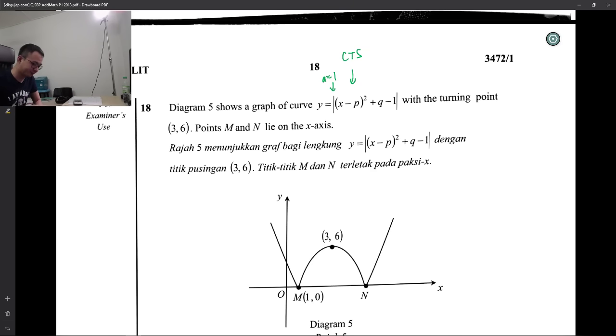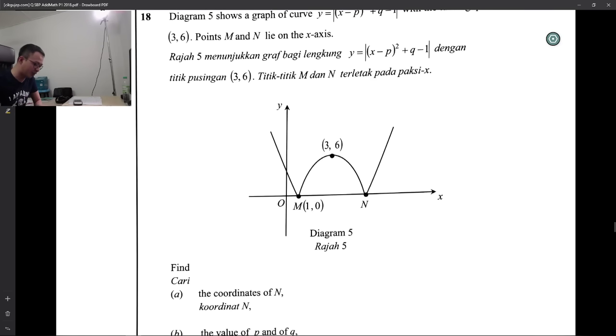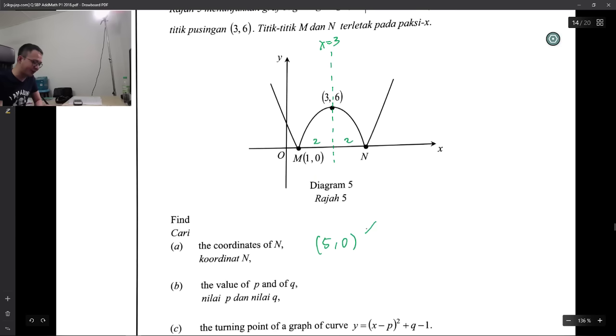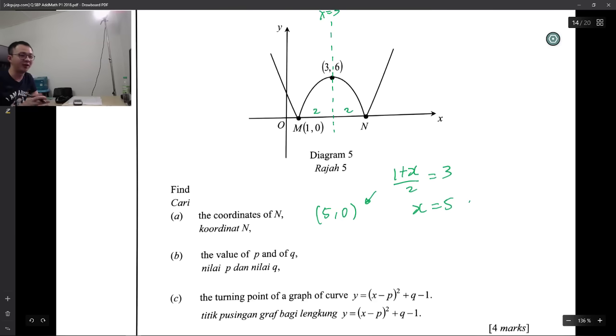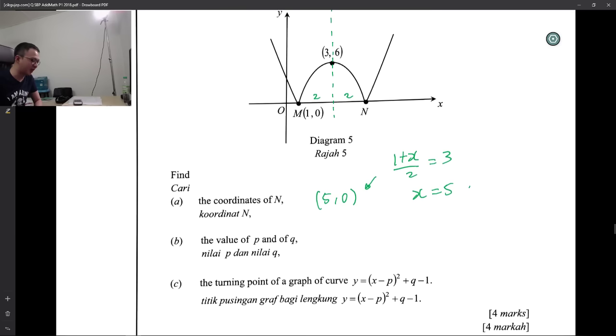Alright, they ask you to find the coordinates of n. It's very easy because this is a parabola graph, right? The middle, this one is the axis of symmetry. This is x equals 3. So from 1 to 3, here is 2 units. So here needs to be 2 units. Therefore, my n is just 5. If you really want to do the working, you can do something like (1 + x)/2 = 3, then you get x equals 5. You can use the midpoint formula, but actually this one does not need that.